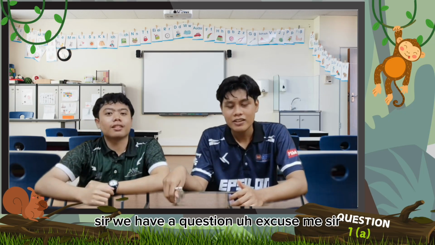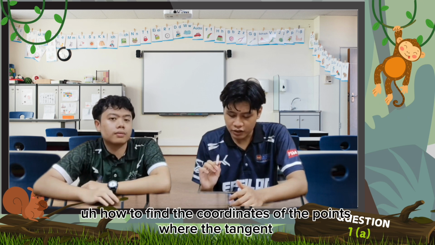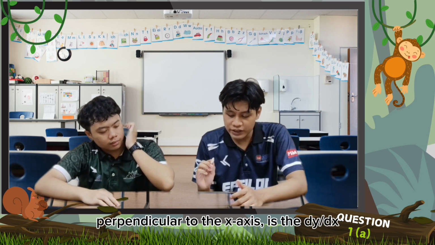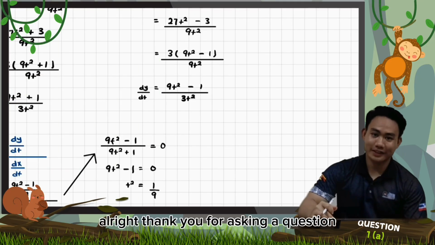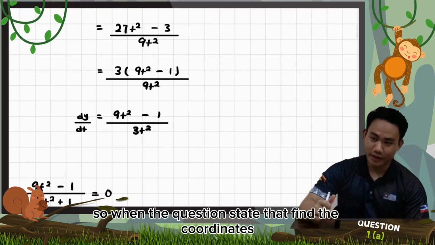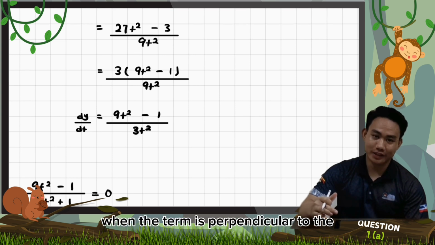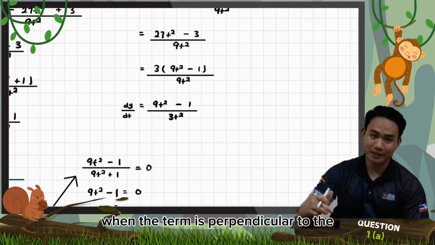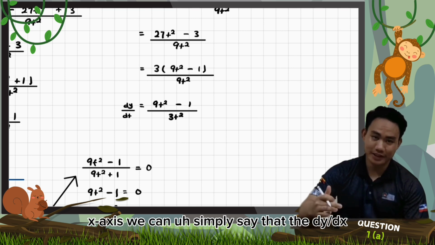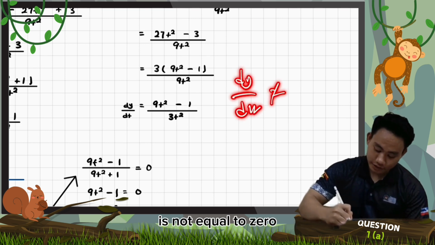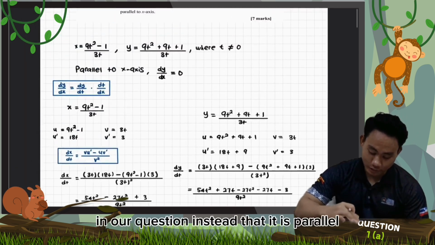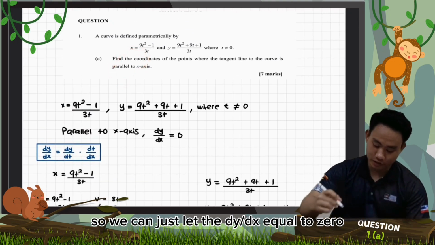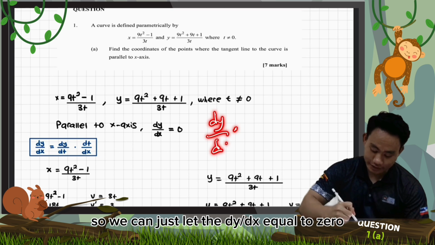Sir, we have a question. Excuse me, sir. For question 1a, if the question asks for the coordinates of the points where the tangent line to the curve is perpendicular to the x-axis, is dy/dx equal to 0? Thank you for asking. When the tangent is perpendicular to the x-axis, dy/dx is undefined. But in our question it says parallel, so we let dy/dx equal 0.